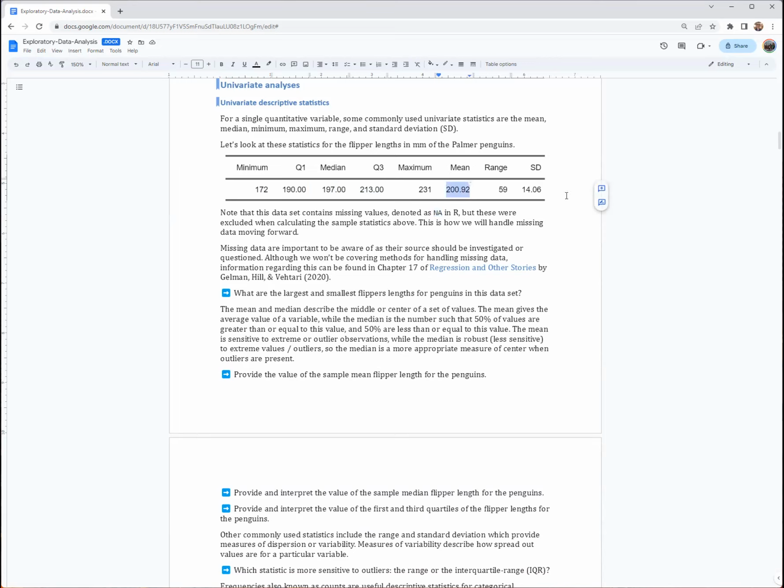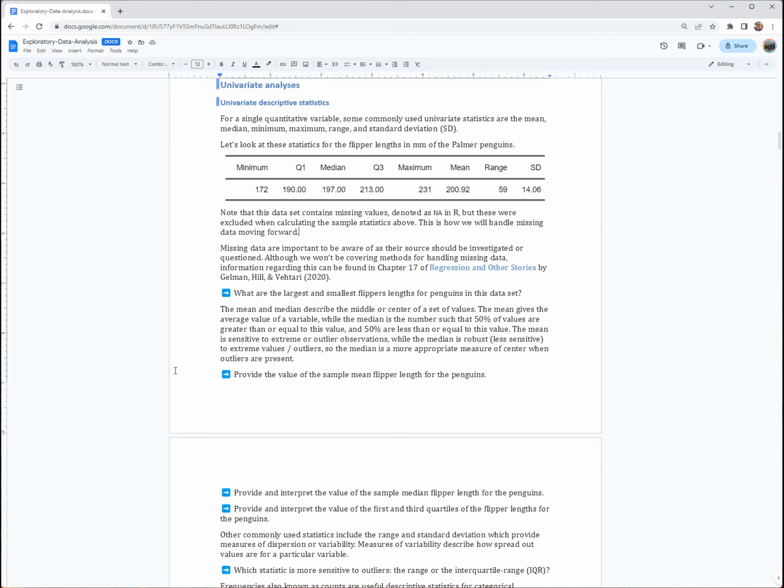Since there were some missing values in this data set, these statistics were calculated with those values being removed. That is the most common approach for handling missing values, which generally is okay if there's a small number of missing values in your data set. Say if less than 1% of values are missing, for most data sets, this approach of just excluding them in the calculation of statistics is okay. But it's always good to check.